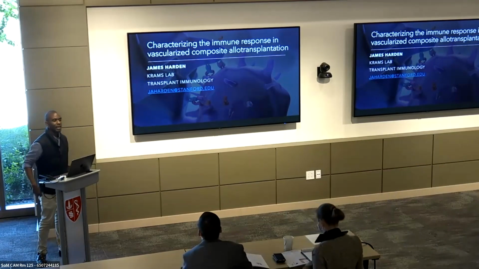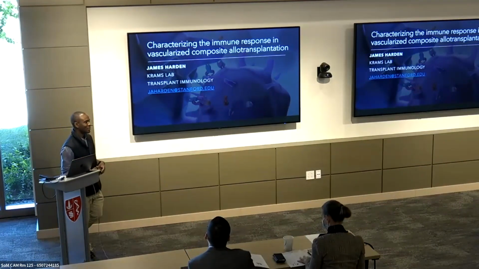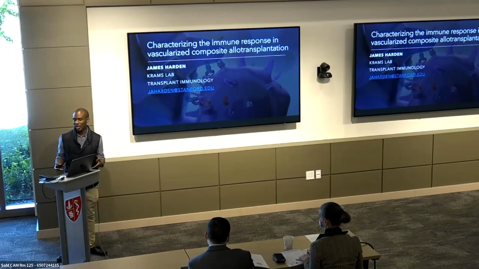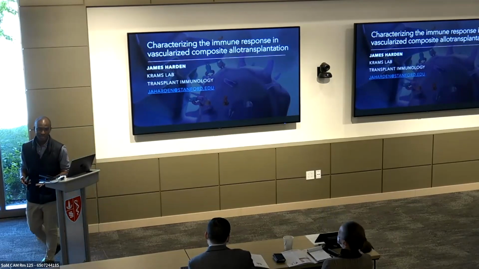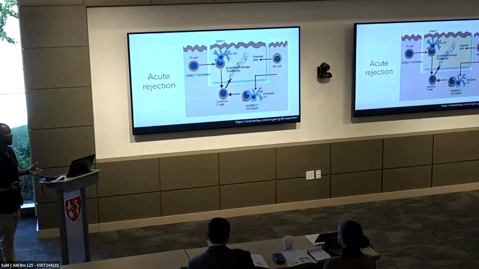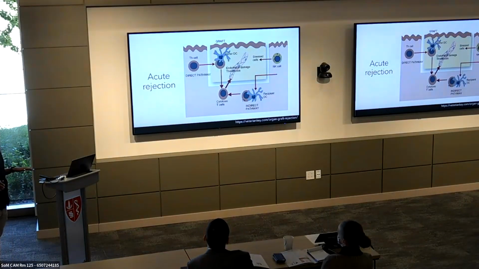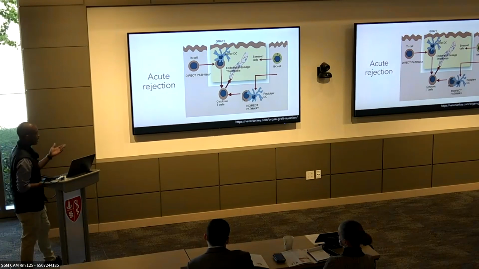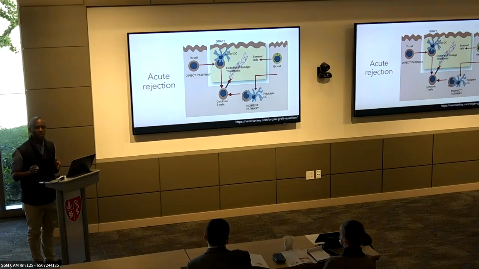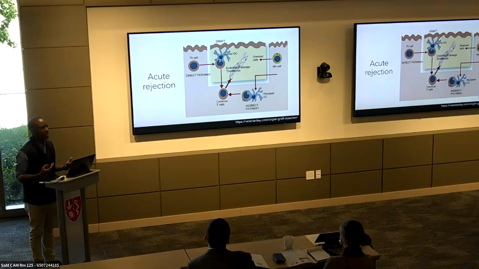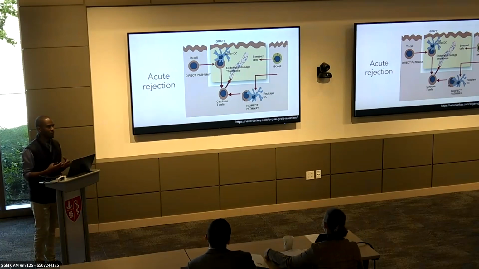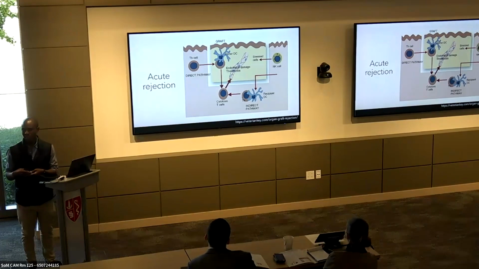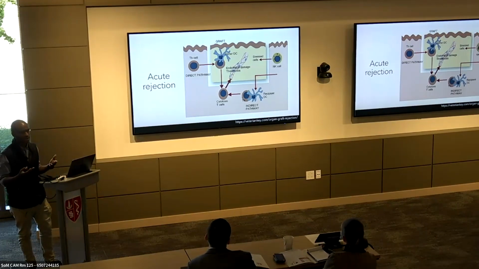So thank you. I'm James Harden from the Transplant Immunology Lab with Dr. Sherry Krams, and my project is broadly on characterizing the immune response in transplantation. In general, the immune response to transplantation involves several different cell types, all involved in recognizing donor antigen and mounting a highly coordinated immune response that can result in acute rejection, as shown in this schematic. However, much of what we know about this immune response is in the context of solid organ rejection in liver, heart, and kidney, which are all single tissue types.